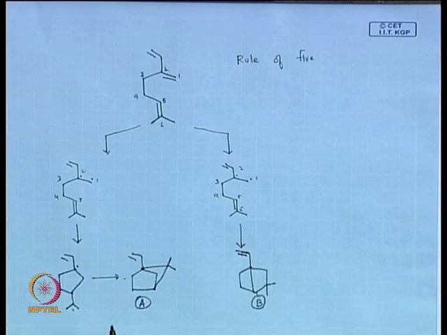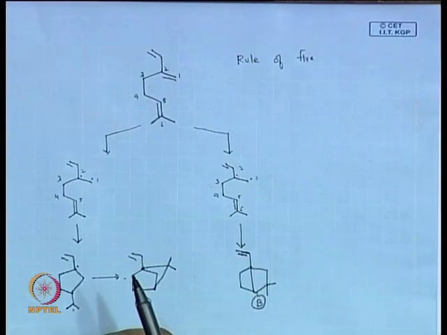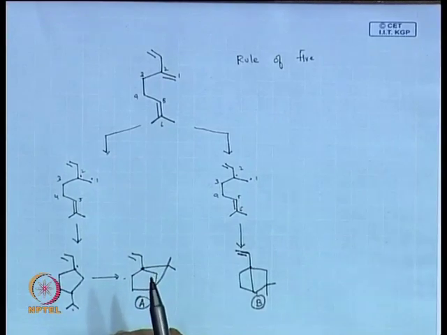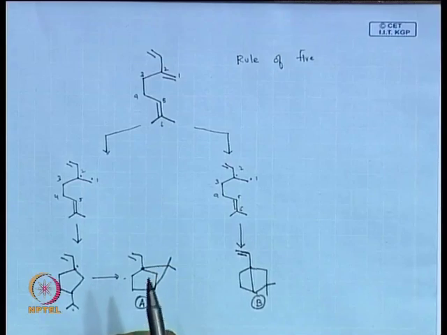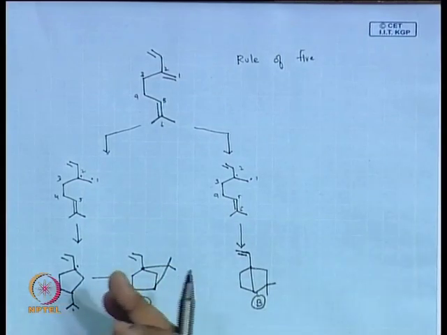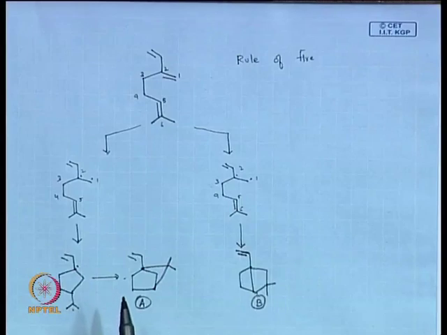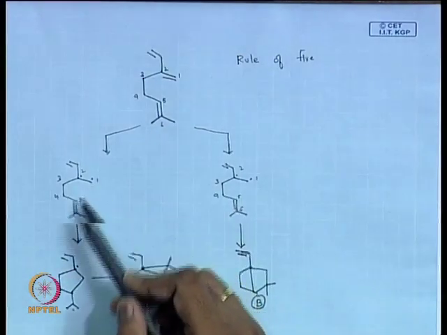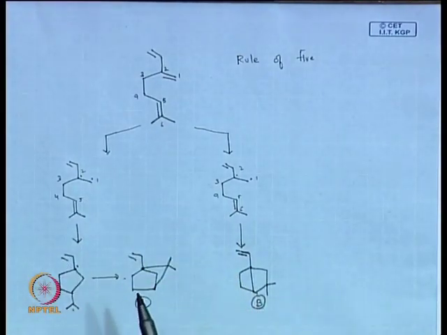Like your Baldwin rule. What does Baldwin rule say? If it is 5-membered, do you go with endo or exo? Exo. And 6-membered, endo, right? Like that you have this type of chemistry. Rule of 5, we say that 1,5 additions are much more common.